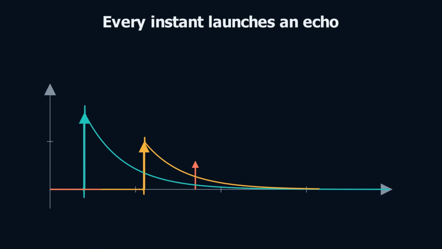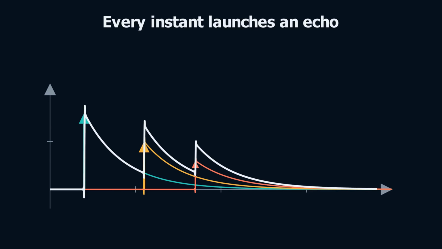Linearity: each one is scaled by its own strength. 3 impulses, 3 scaled, shifted echoes. And linearity again: the total output is simply the sum of the echoes. The white curve. At any instant, the output is the pileup of every echo still ringing from every past input.